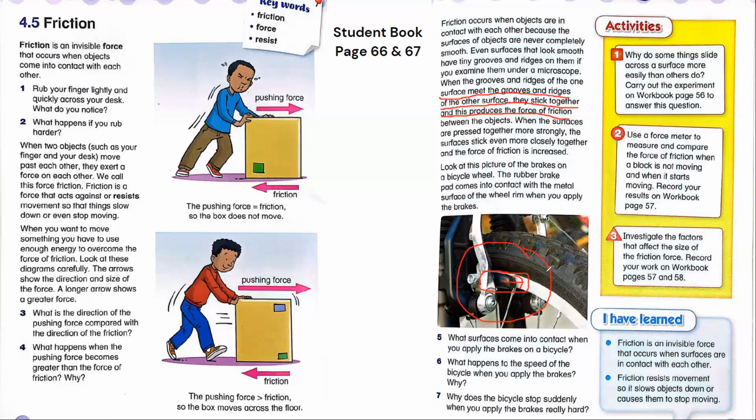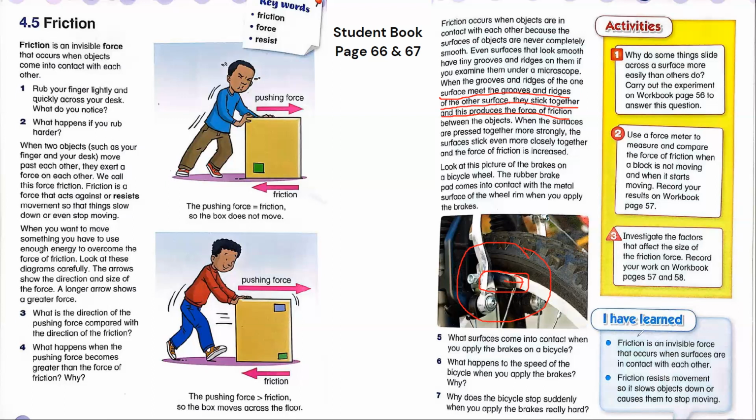Okay, let's recap. What is friction, class? Friction is an invisible force that occurs when objects come into contact with each other. That's number one. Number two, what I want you to remember, only when you want an object to move, your pushing force should be what than the friction? Your pushing force should be... Yes, greater or more than the force of friction. That's all I want you to remember.